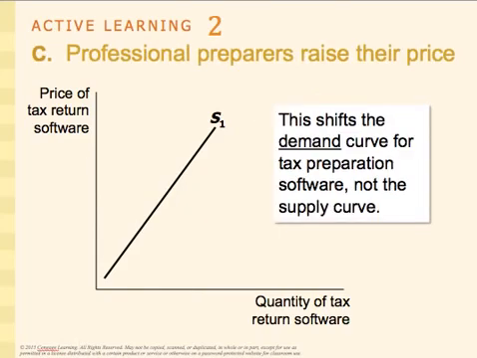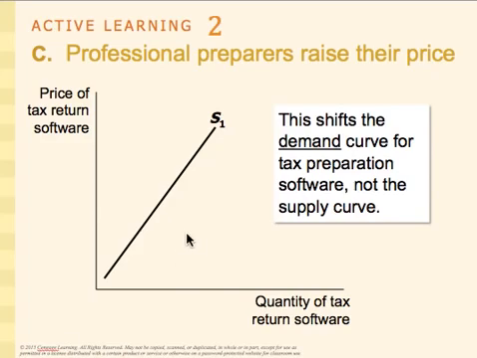The third example: professional preparers raise their price. Say it's an accountant, a CPA. They're going to raise the price they charge for doing your taxes. So as a supplier of tax return software, what does this do? This shifts the demand curve for tax preparation software, not the supply curve. So this is a bit of a trick question.